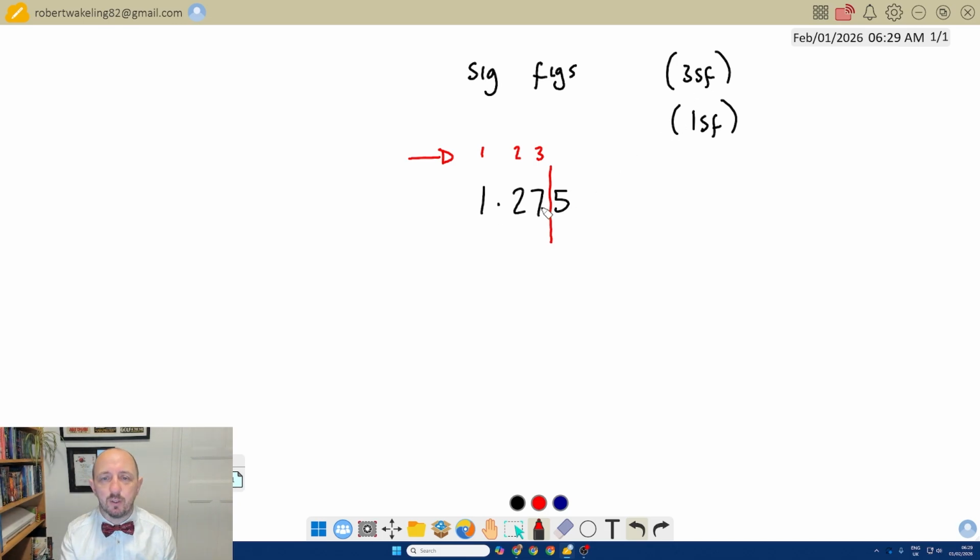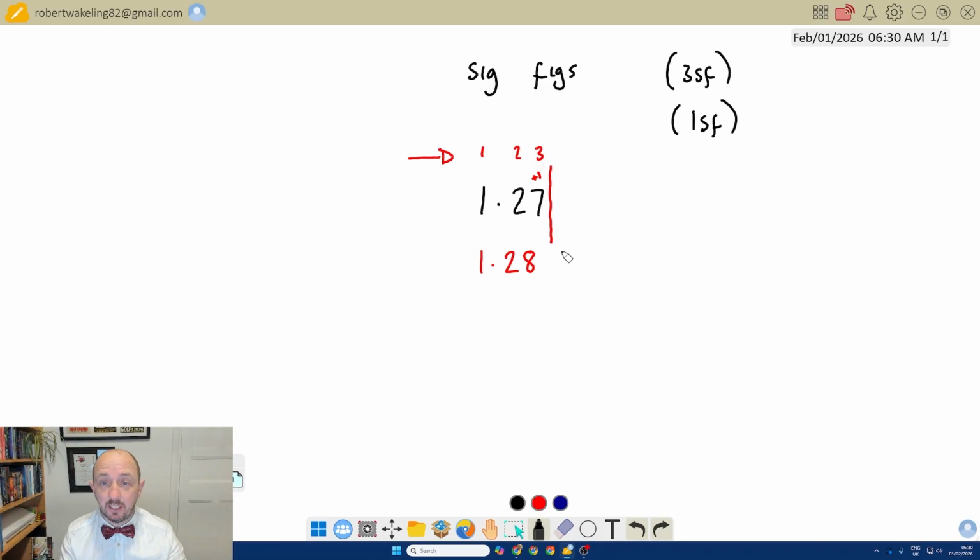So 1.27. Just like the decimal places, the 5 will raise this up to 1.28. So we increase by 1 because of the presence of the 5. If this was a 4 or below, like that, then this would stay as 1.27.